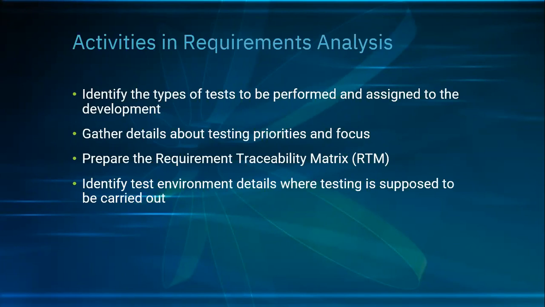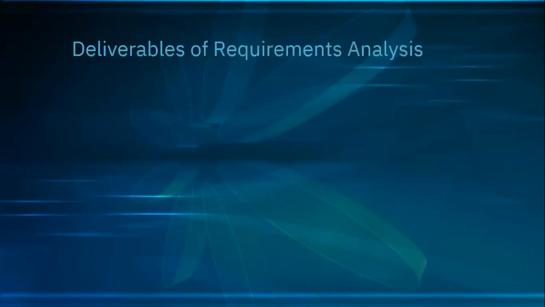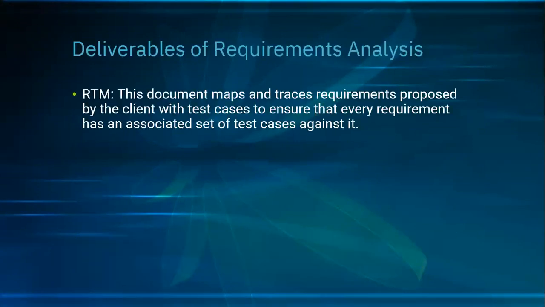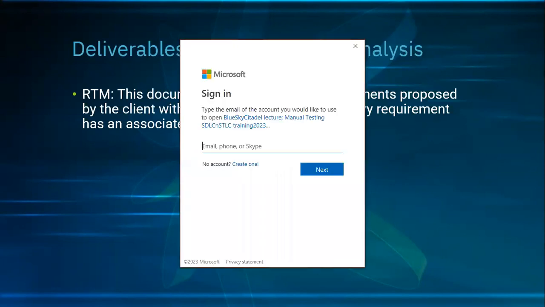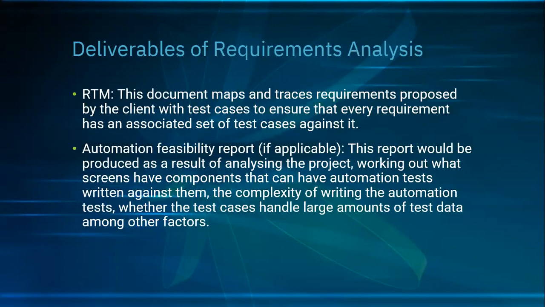Identify test environment details where testing is supposed to be carried out. Conduct automation feasibility analysis if needed. So that takes us again to the deliverables of requirement analysis. I've talked about the RTM, so that's the major thing. Then the automation feasibility report. I think there was a question about this in the last class.